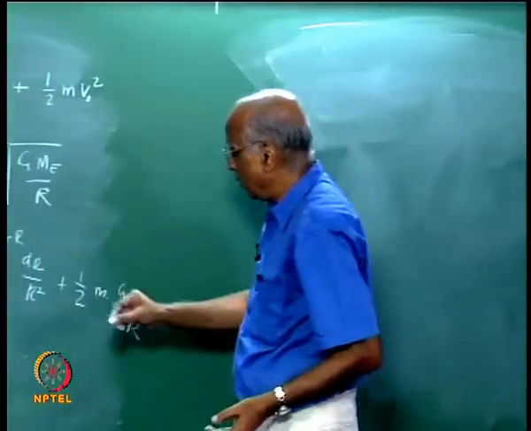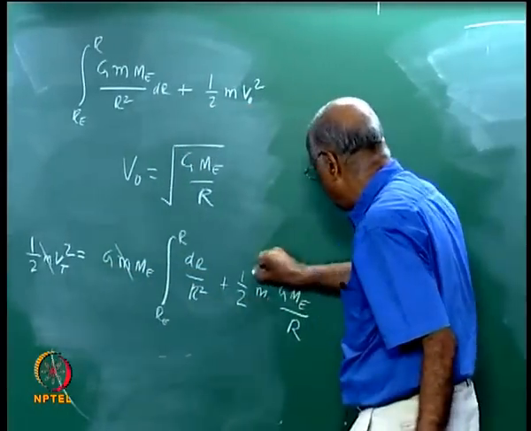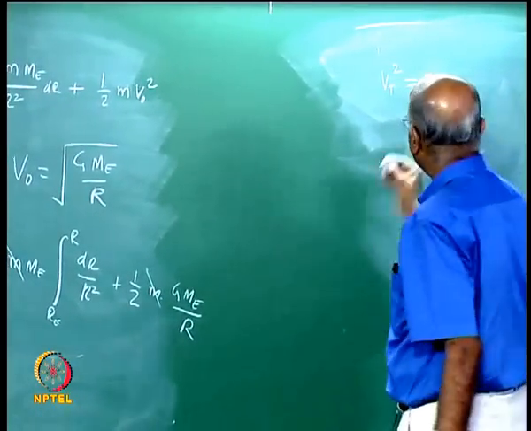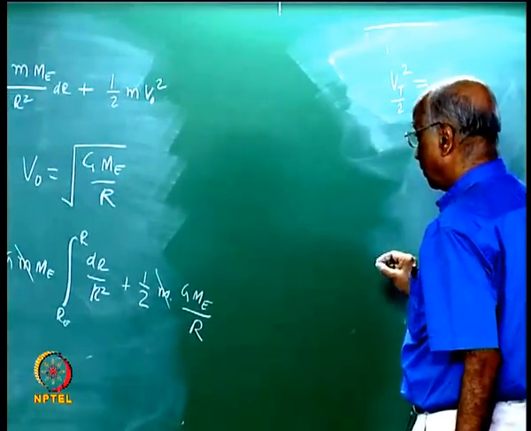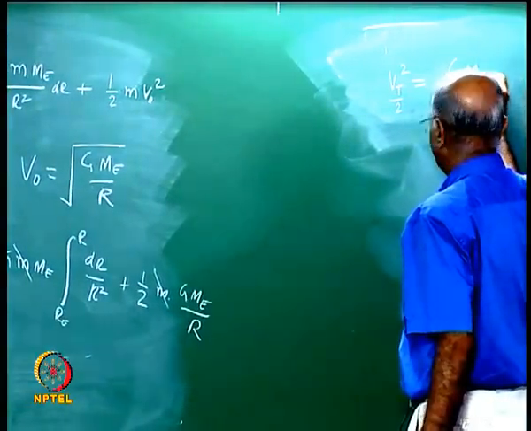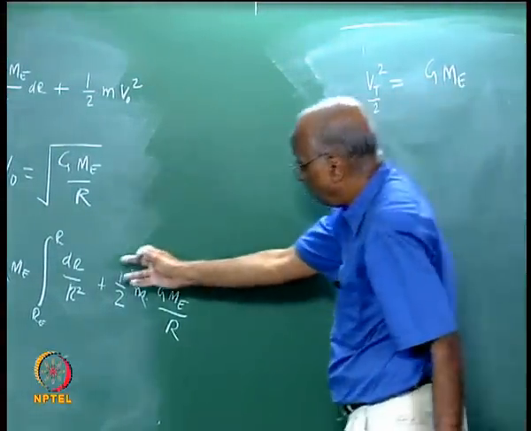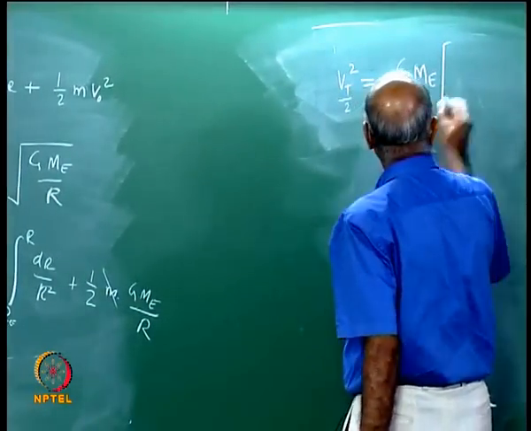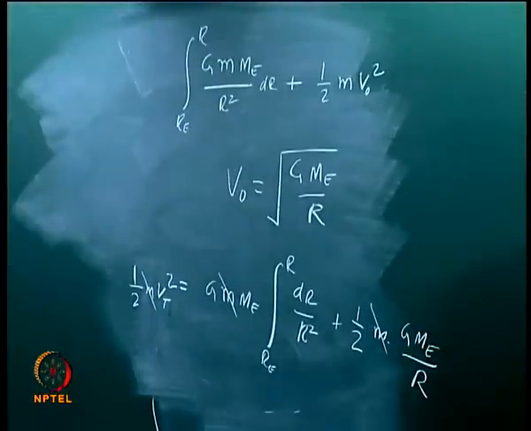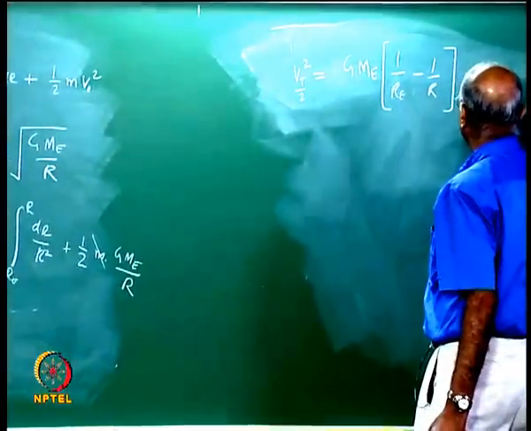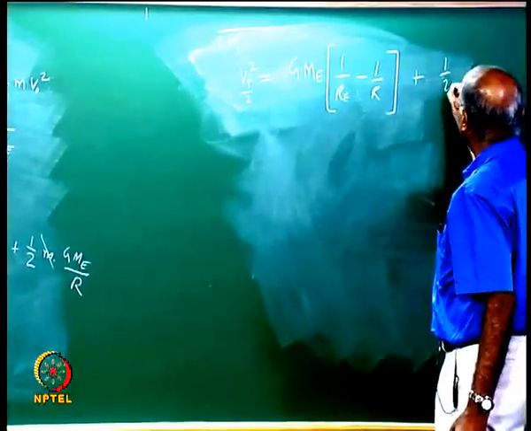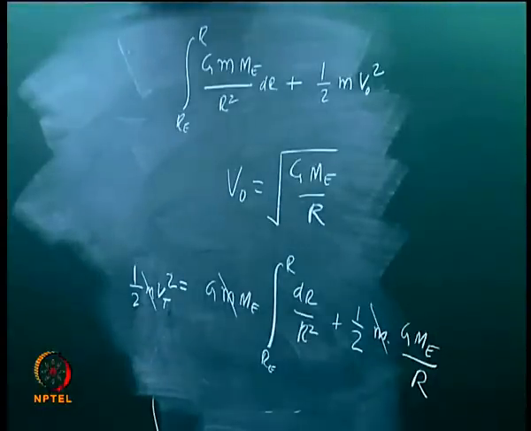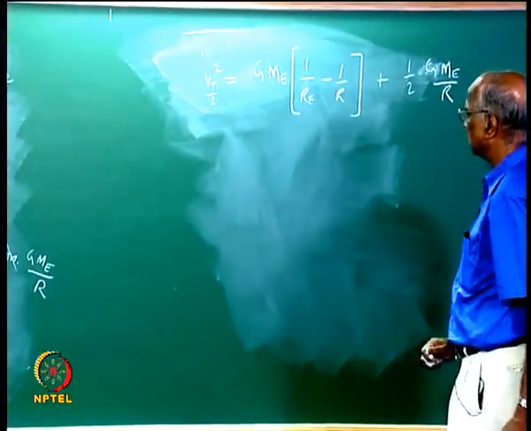Let us simplify it, m cancels over here, m is a constant, and therefore I get half Vt square is equal to G me into minus 1 by r, therefore this becomes 1 over Re, because I change the order of integration, 1 by Re minus 1 by r, plus half G me by r. Therefore, what should be the value of Vt?